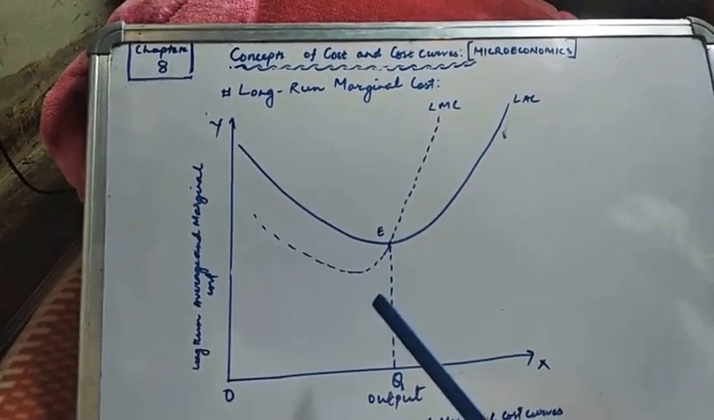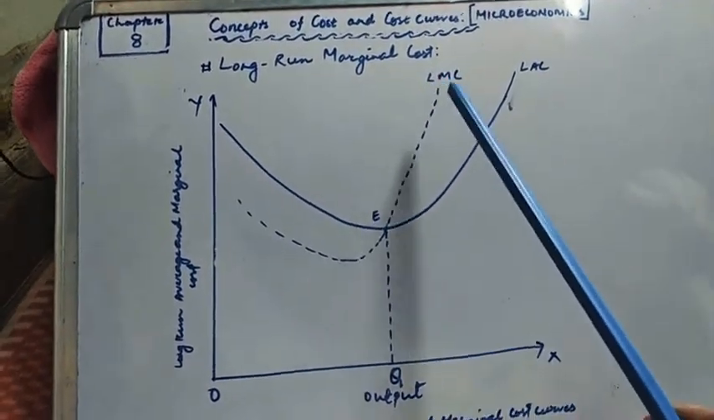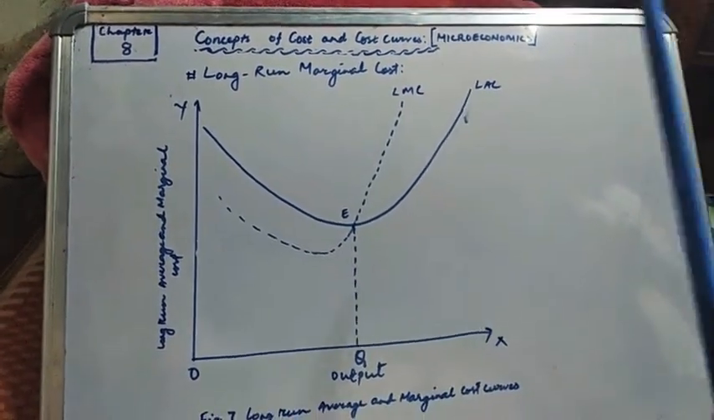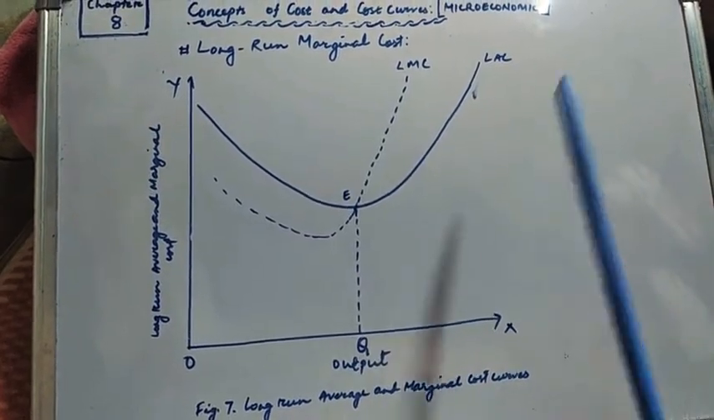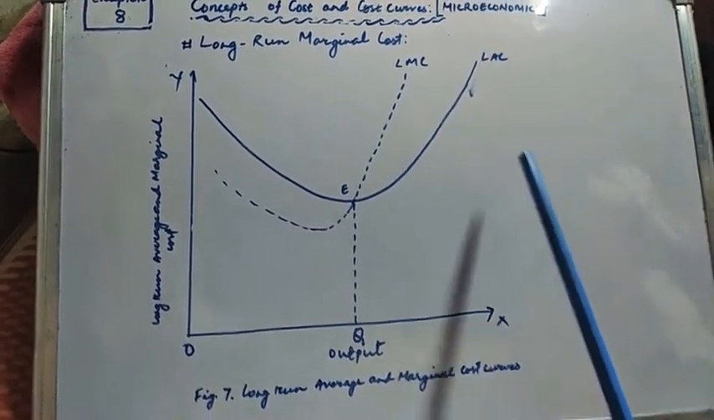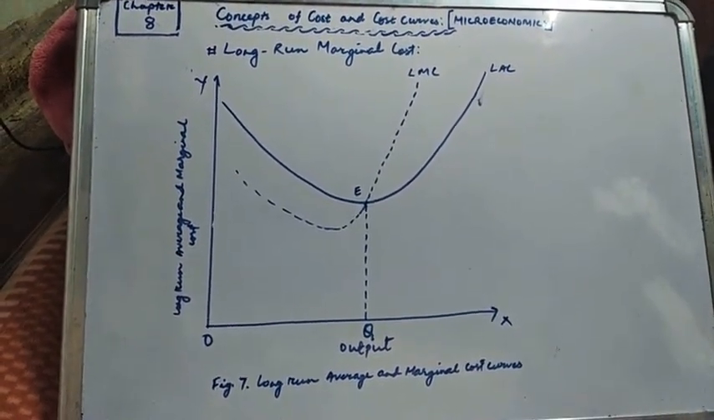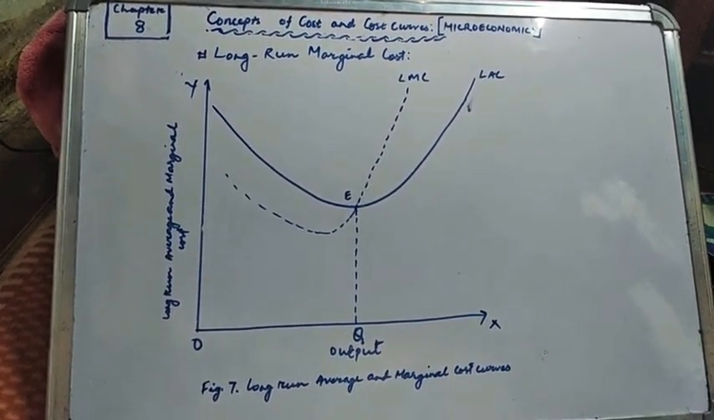So that is the relation between long run marginal cost and the long run average cost, which is the same as the short run marginal cost and the short run average cost. With that, we have come to the end of chapter number 8, that is the concept of cost and cost curve.